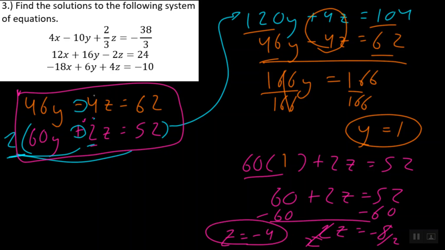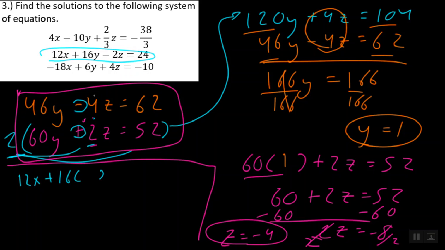Okay, well guys, it seems like I can actually even finish out this problem without erasing anything. Now that I know y, now that I know z, now we can go ahead and find our remaining value of x. And I would always encourage you to use the easiest equation. I'm going to use this middle one. So let's say this, 12x plus 16y minus 2z is equal to 24. And let's plug them in.